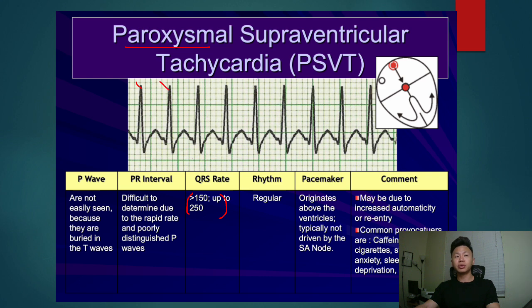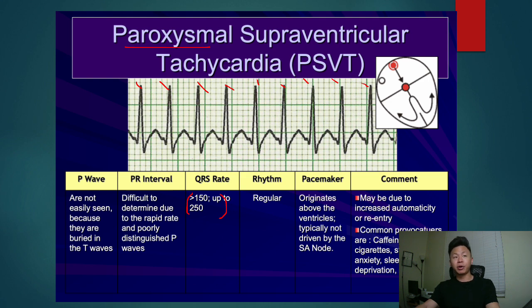1, 2, 3, 4, 5, 6, 7, 8, 9. And if that was a 6-second strip, that would be 18 R's, right? 18 multiplied by 10, this is about 180 beats per minute. So this is 9. If we multiply that by 20 from a 3-second strip, that's about 180 beats per minute.